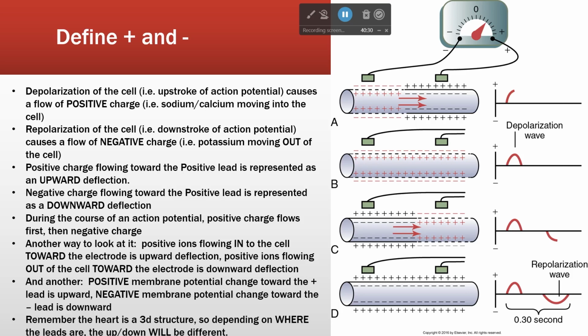So, positive charge moving towards the positive is upward. Negative charge moving towards the positive is downward. And we're starting to see the basics of an EKG, because we see that a depolarization wave tends to be more on the upside, and a repolarization wave, in this case, tends to be more on the downside. We'll talk more about putting it into 3D in a minute.